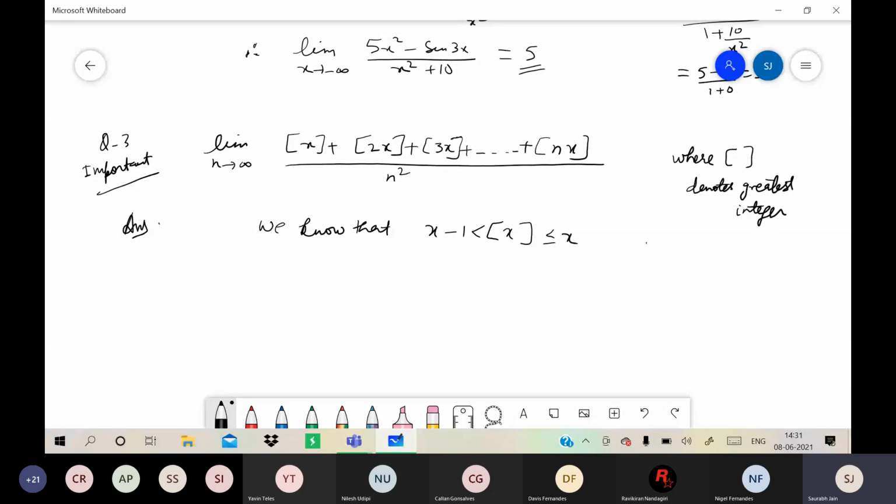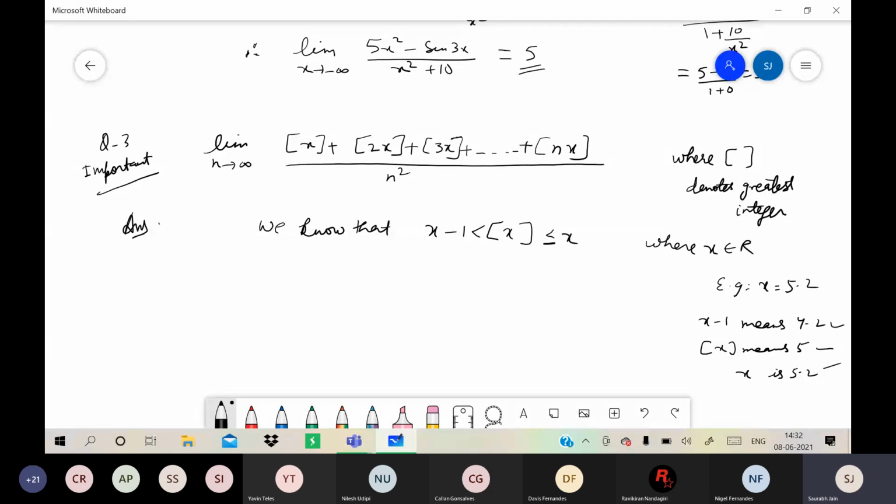For any real number x, the greatest integer of x comes in between, where the leftmost term is x minus 1 and the rightmost is x. For example, let us say x is 5.2. Then x minus 1 means 4.2, greatest integer x means 5, and x is 5.2. So you see the order? This is always true.